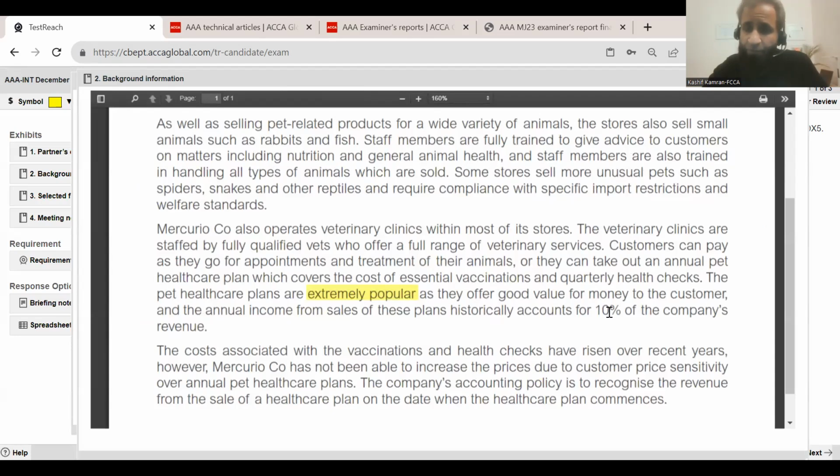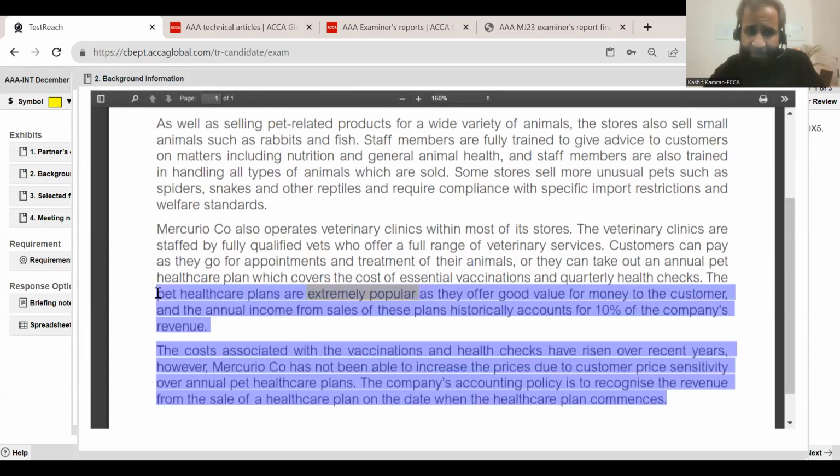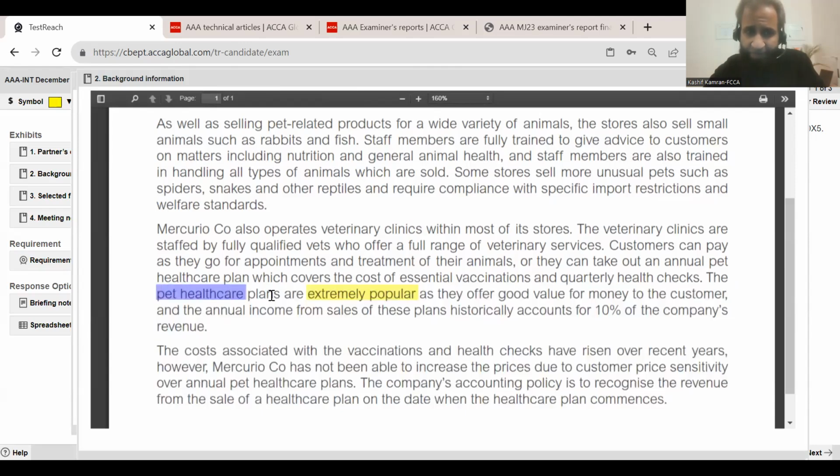As they offer good value for money to customers, the annual income from sales of these plans historically accounts for 10% of the revenue. So that is the total contribution to your revenue from animal healthcare or pet healthcare. Pet healthcare is a very important segment for your business. It's extremely popular and it's contributing 10% to your total revenue, which is very, very significant, right?